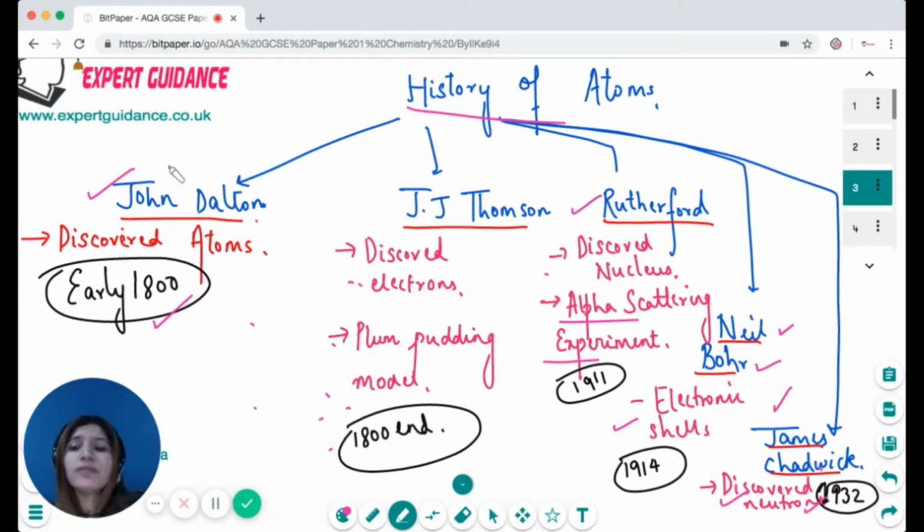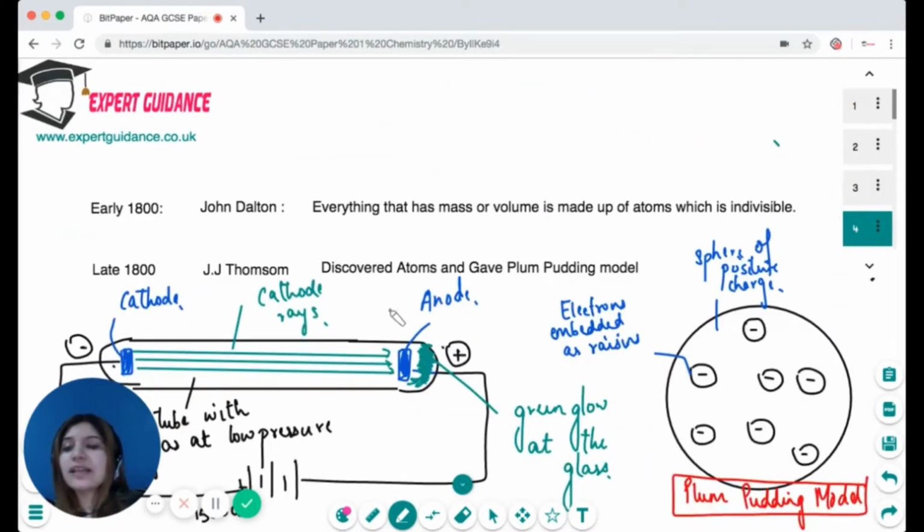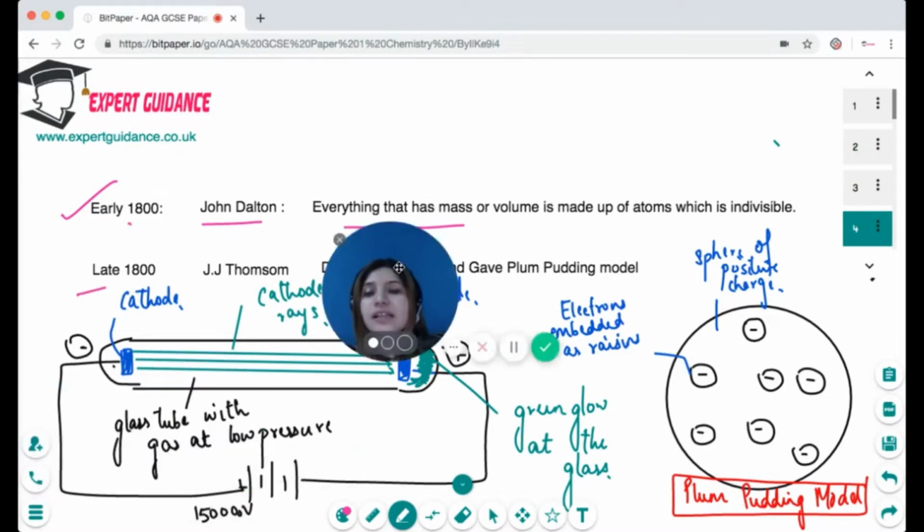So we got the first idea about the atoms in the early 1800s by John Dalton, and after 1932, we came up with the final structure of the atom. So let's look at these contributions one by one. In the early 1800s, there was John Dalton, and he said that everything that has mass or volume is made up of atoms, and you cannot divide atoms further. Late in the 1800s came another scientist called J.J.